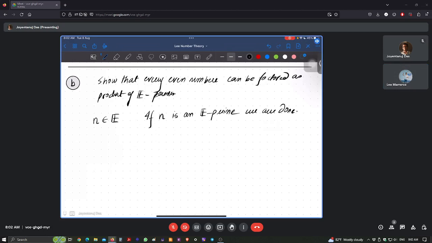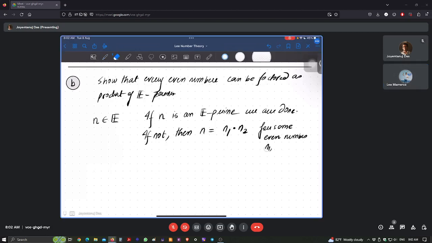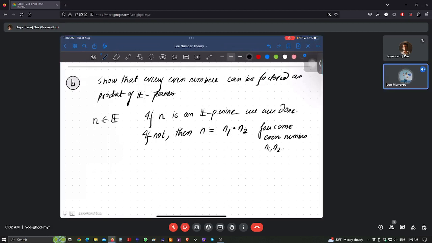So now if n is not an E prime, then what do we have to do? If not, then we can write n as n1 times n2, right? You have two factors, where n1 and n2 are even numbers. And then n1 could have another factorization. So n1 can be an E prime or n2 also can be an E prime, and also both of them may not be E primes, right?